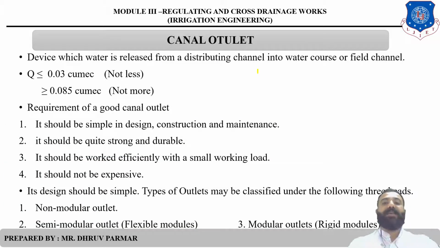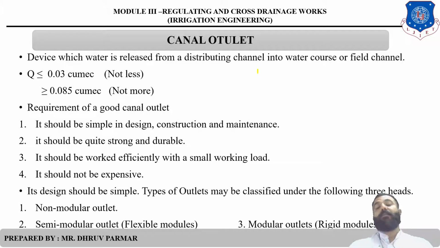The next topic is canal outlet. So what is a canal outlet? It is the device by which water is released from a distributing channel into a water course or field channel. That device is called a canal outlet. Clear? So what is the discharge condition? Q is not less than 0.03 and not more than 0.085 cubic meters per second. So this is the design condition of discharge.